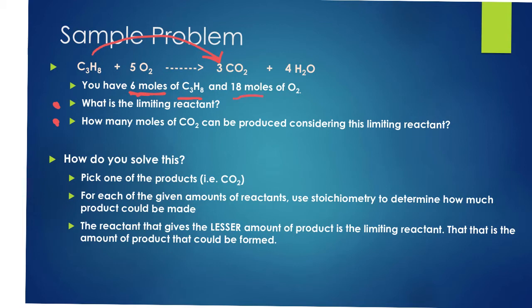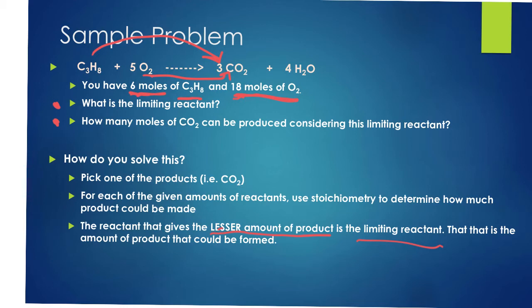Then the second time you do it, you assume there's plenty of pentane, and you're going to say, okay, if I have 18 moles of oxygen, how much carbon dioxide can be produced? And then you're going to compare those two values, okay? And the one that produces the lesser amount of product is the limiting reactant. And that's the one that's going to determine how many moles of carbon dioxide can be formed. So that's just talking out the problem.